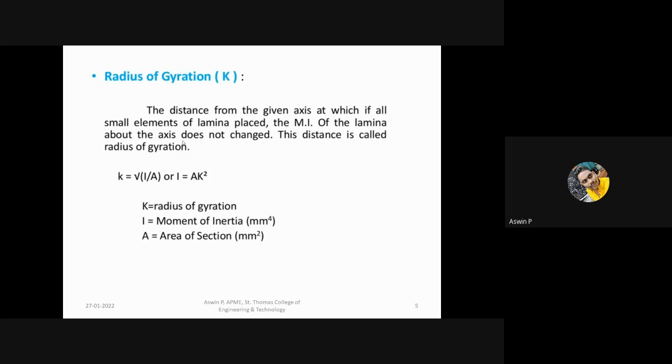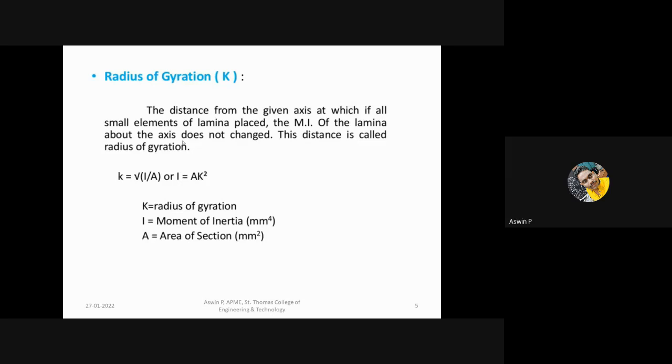I have given this as an important term, and sometimes they may ask in your question paper what is radius of gyration. The distance from a given axis at which, if all small elements of a lamina are placed, the moment of inertia of the lamina about the axis is not changed, that distance is called radius of gyration. It's the definition for radius of gyration.